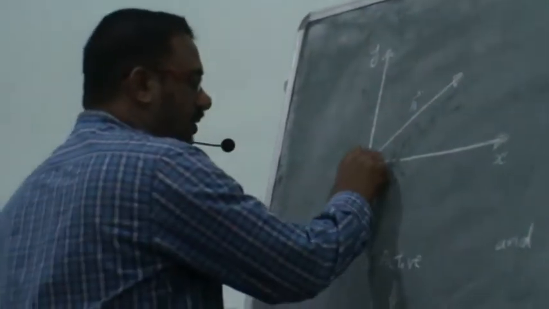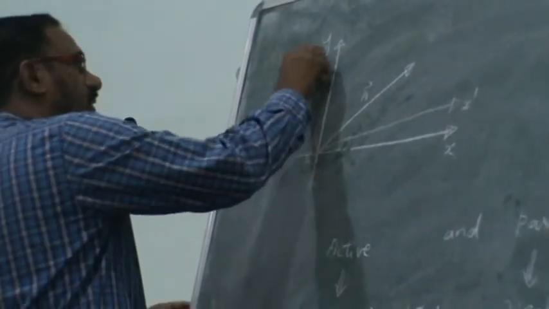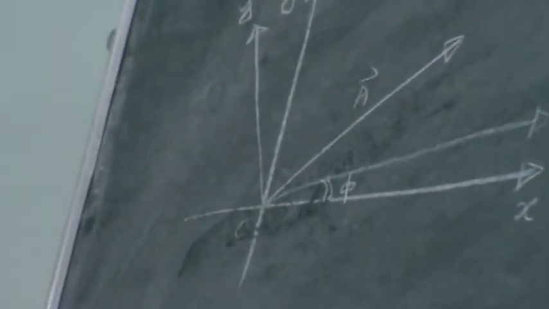Suppose I am doing passive rotation. So what am I going to do? I am not going to rotate this vector. This vector is kept fixed. The axes are rotated. The rotated axes I call x prime and y prime, and this rotation is done through an angle phi or theta. Okay, so angle phi.